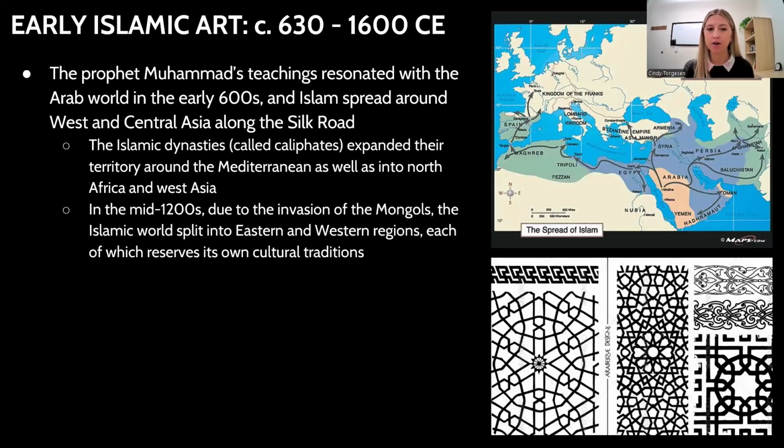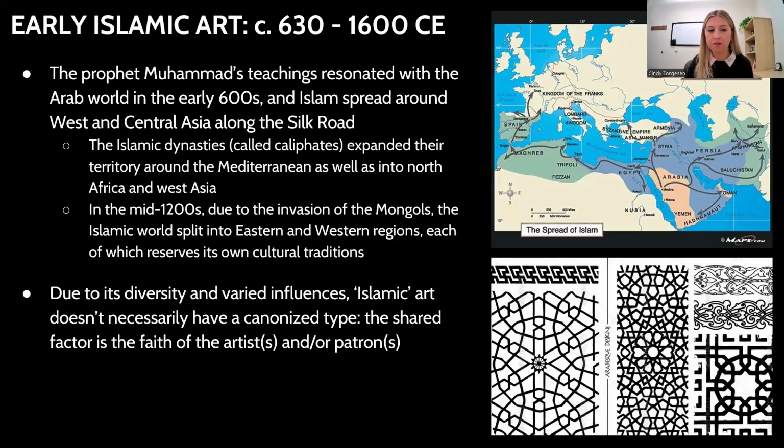Around the mid 1200s, there's some fighting between the Mongols and the Islamic people, the Muslims in this area, and essentially the Islamic world splits into Eastern and Western denominations or regions. This is going to split not only in terms of faith, how things are done, but also how art and culture is practiced, and it's really going to be influenced by different things respective to what's going on in those geographic regions.